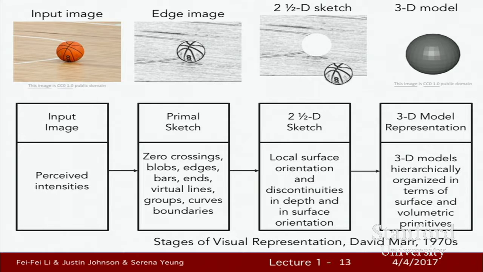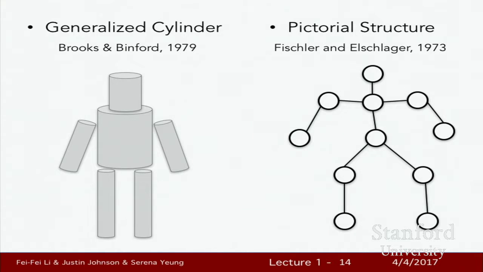That concept has influenced a lot of work in the 70s, 80s, and 90s. One of the pioneering works in the 70s was done actually in Palo Alto, both at Stanford as well as at Stanford Research Institute, SRI. In this work, one is called generalized cylinder, another one is called pictorial structure.